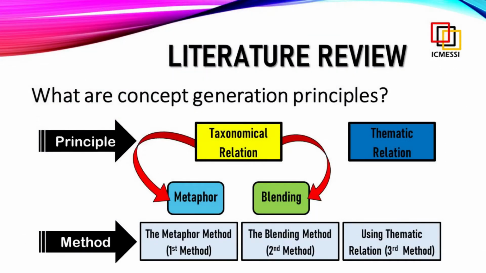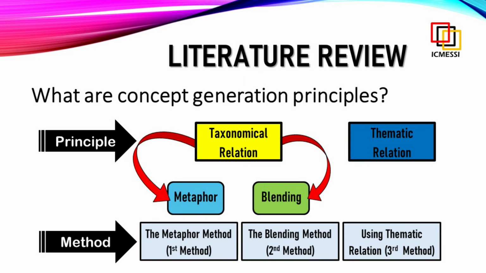Now we look into the literature review. Previously, in the introduction, I already explained briefly about the concept generation principle. Here come the detailed explanations. Based on the figure, basically concept generation principles are divided into two, which are taxonomical relation and thematic relation. Under taxonomical relation lie two types of method, which are metaphor and blending. Taxonomical relation is based on the similarity and dissimilarity of two kinds of concept, while thematic relation is recognized from the human factor viewpoint. The principle of this relation is divided into three design process primitives.